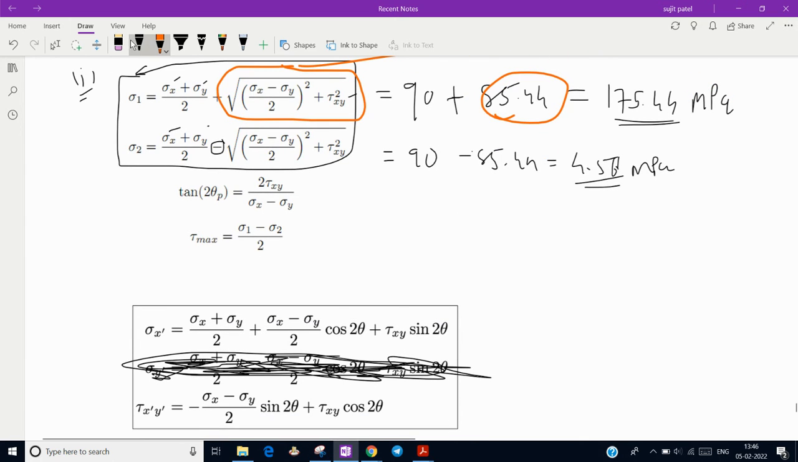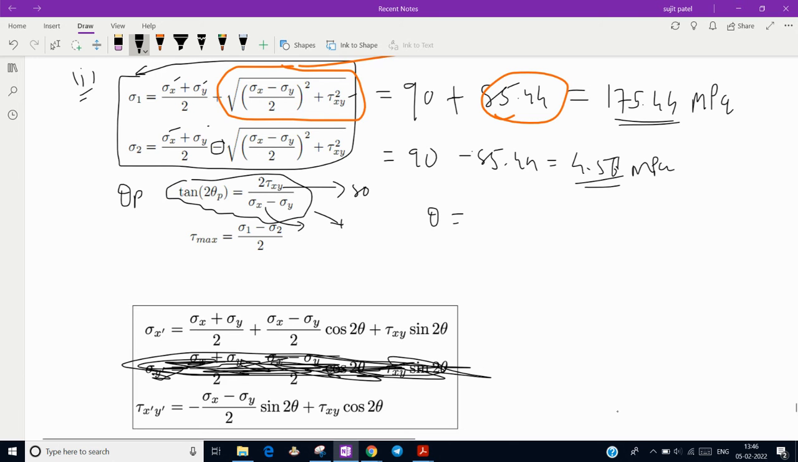That means this formula: tan 2 theta p, where theta p is the angle of inclination of the principal plane with respect to the positive x-axis, equals 2 times tau xy divided by sigma x minus sigma y. Put the values: tau xy 80, sigma x 120, sigma y 60. Whenever you solve, you will get two values of theta, because in two quadrants tan is positive.